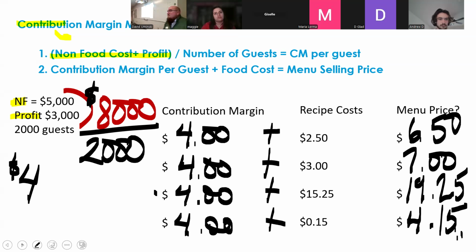Do I have a question, sir? Yep, go ahead. These slides, are they on the modules? Because it's locked. It's locked on the modules? Yes, sir. Okay, I'll have to take a look and figure out why that is. But number 5, sir, is to calculate using the contribution margin method, we need to cost, add the non-food cost and the profit, and then divide by the number of guests.